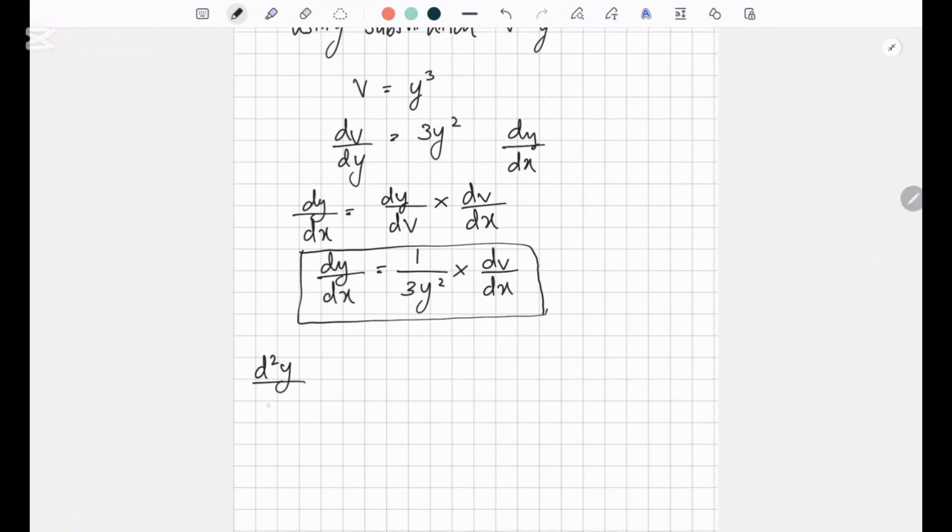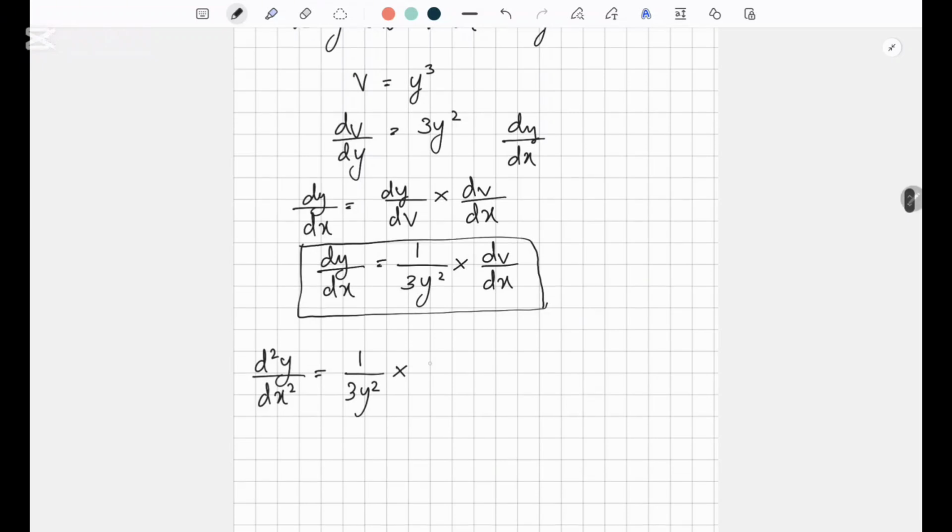So the second derivative equals 1 over 3y squared times, so the derivative of dy over dx, since dy over dx is in terms of x, when you differentiate dy over dx in terms of x, you get the second derivative of v over dx squared, right? Plus, it's the chain rule, dv over dx times, guys, there's a bit of background noise over here, I'm really sorry about that. So dv over dx times 1 over 3y squared.